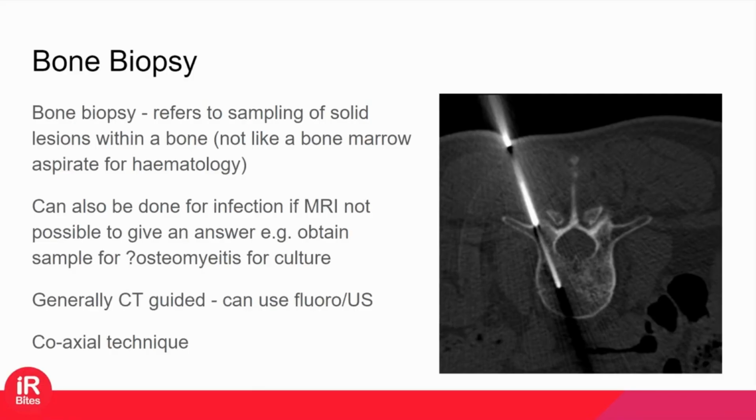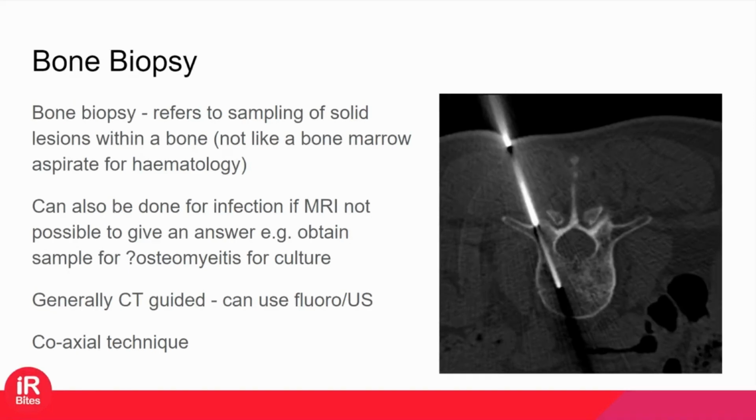Ultrasound generally is not good for looking at normal bones, but if you have soft tissue within a normal bone, then you might see it on ultrasound. So say, for example, you have a very superficial rib lesion, you might just ultrasound that rather than CT because it's right on the chest wall and you can get to it. And sometimes fluoroscopy is used.